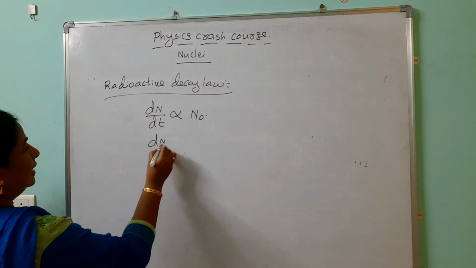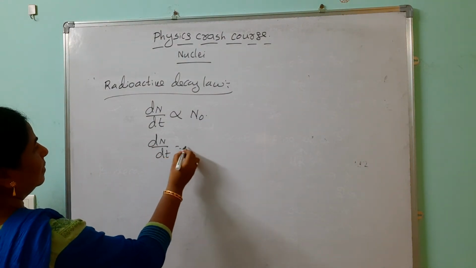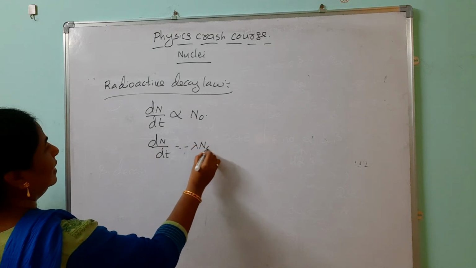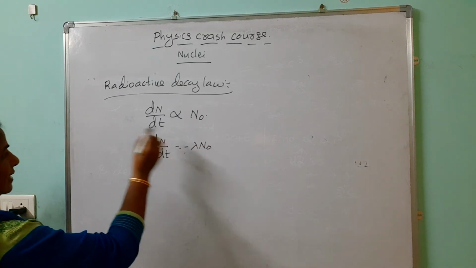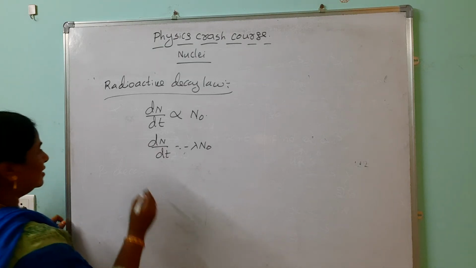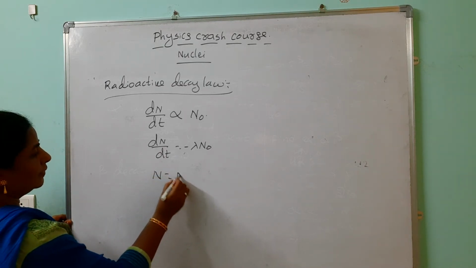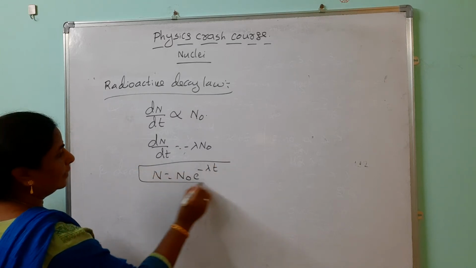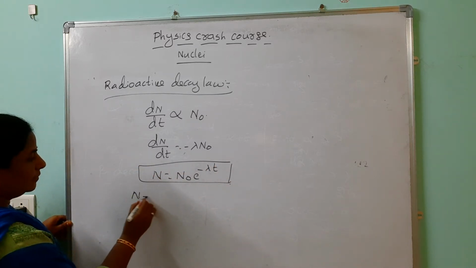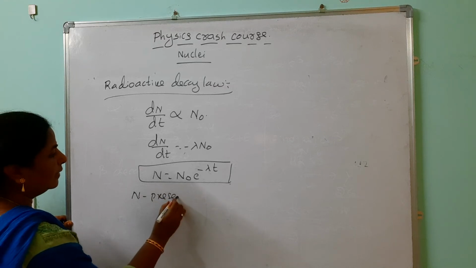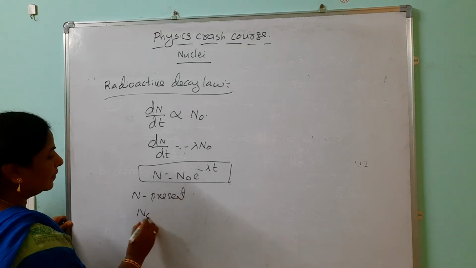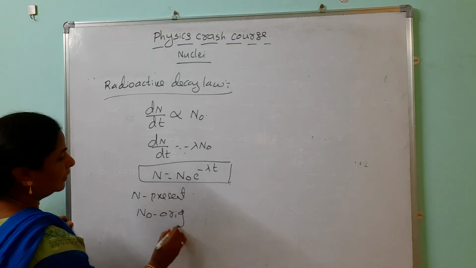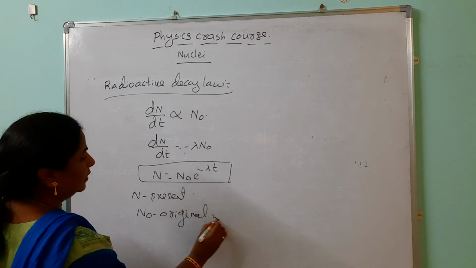Then dN/dt equals minus lambda into N naught. Here lambda is called the disintegration constant. After integration and all this, you get N equals N naught into e to the power of minus lambda t. Here N is the present number of nuclei, and N naught is the original number of nuclei.